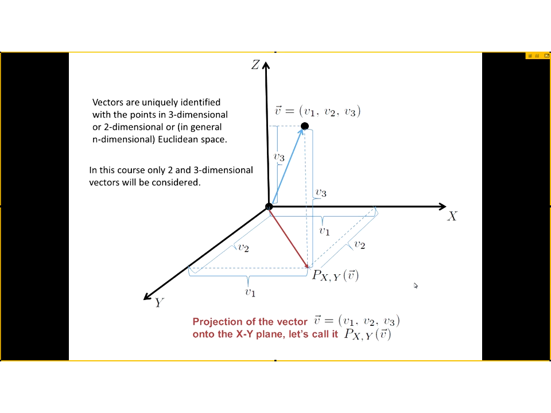The next thing is what is the projection of the vector. There the red vector is given. It is called the projection of the vector v1, v2, v3, and it is denoted by the capital letter P, X, Y. On the other plane, we have the vector V, and its projection is given by capital P, X, Y in red color.